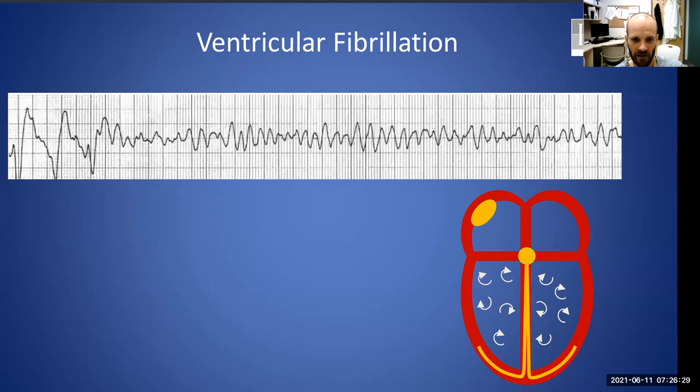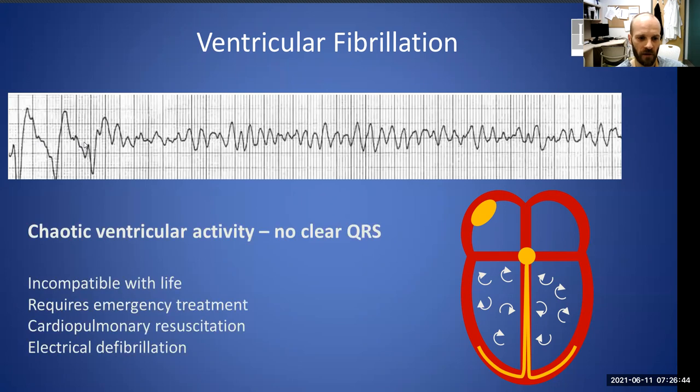Once again, this is the sort of thing that is not compatible with life, that needs emergency treatment. This is the sort of thing that can frequently be rescued by giving someone a big electric shock across the chest, what we call defibrillation. But if you don't treat that quickly, then you're a goner. So once again, this is an important thing, not because you're going to be asked to interpret this on an ECG, but because this is what happens to our patients if we don't treat them right.